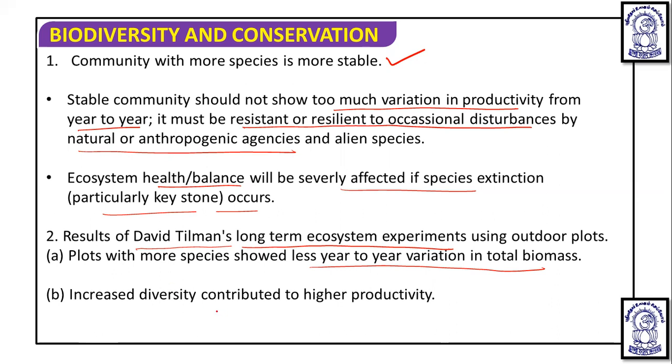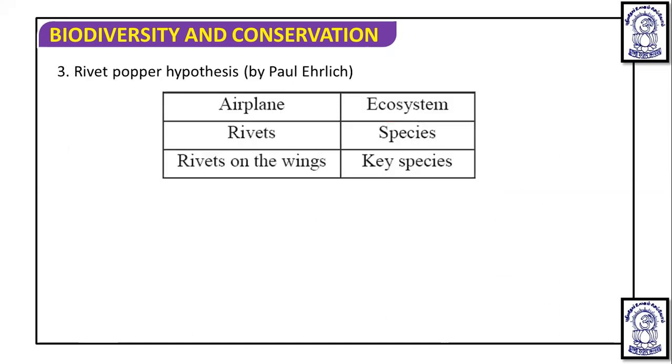Whereas the increased diversity contributed to higher productivity. If we increase the diversity, it is going to contribute to higher productivity. Okay, so this is the reason. Because of this, it is shown that diversity is more important for stability as well. Apart from this, ecosystem health is also important, and the rivet popper hypothesis explains ecosystem health.